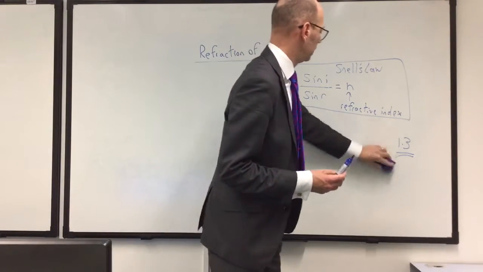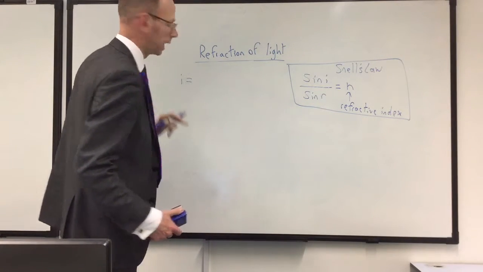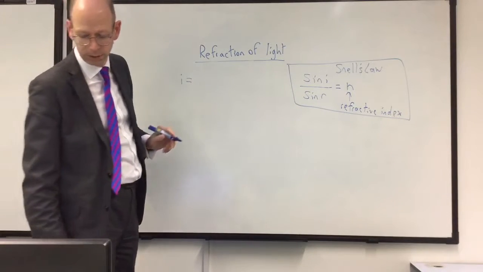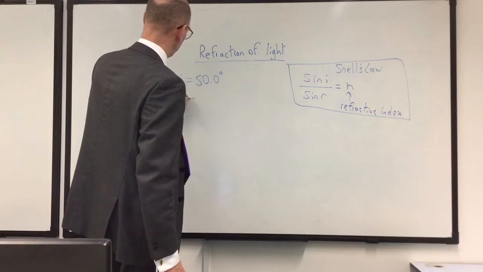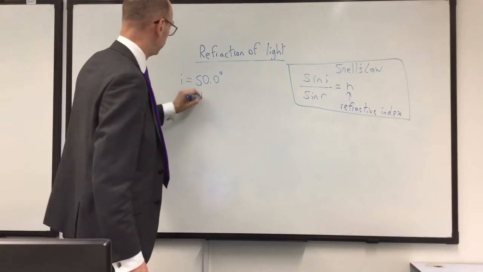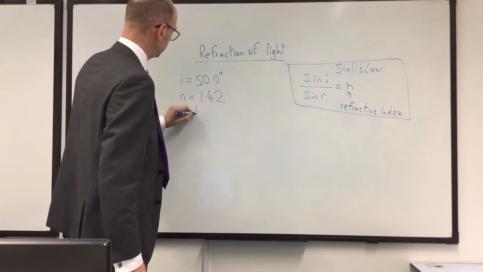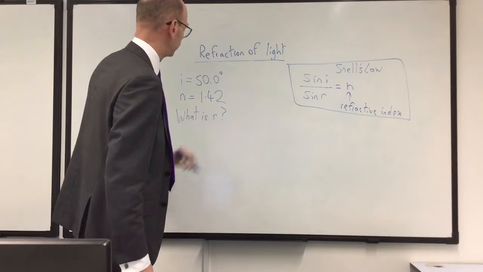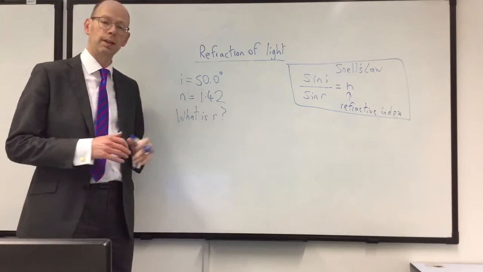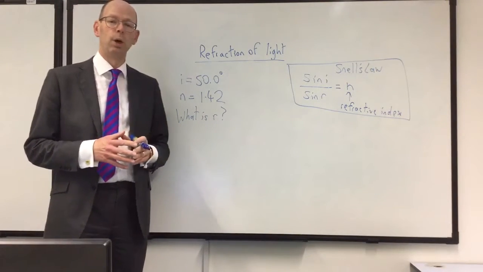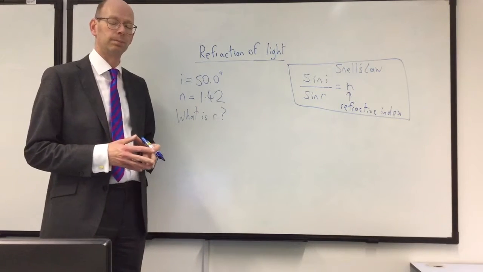Let's suppose now that I have an I value and I want to work out an R value. So I'm going to have an I value of 50.0 degrees, and an N value, a refractive index, of 1.42. And the question is, what is R? What is the angle of refraction? Okay, I value of 50, N value of 1.42. Can you work out R? So again, pause the video, have a go, and then I'll show you how to do it.